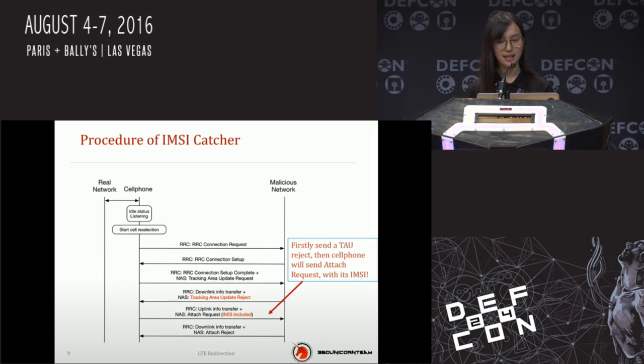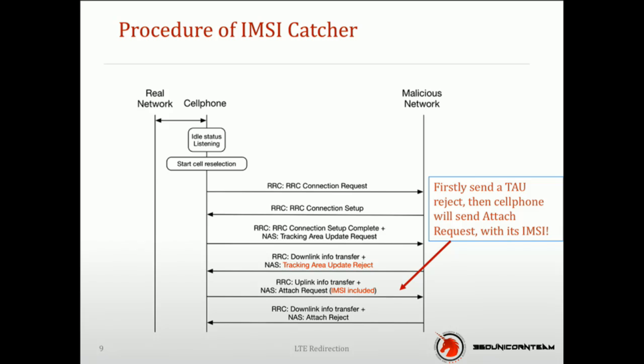Let's see how to realize IMSI capture from the signaling procedure. Now we presume the phone is staying in the operator's network. Then we set up a fake network around it. Then it finds a better cell, the fake cell, and tries to connect to it. To avoid easily exposing itself, the cell phone will not directly send the IMSI number, but sends a tracking area update request with the TMSI number. The TMSI stands for the temporary mobile subscriber identity, which is decided by the base station.